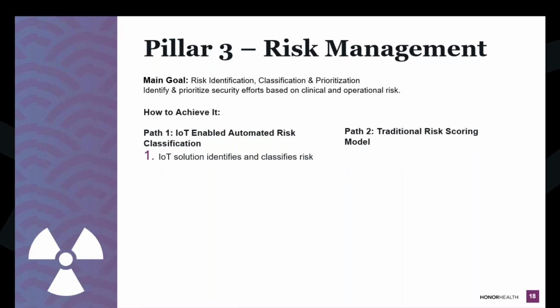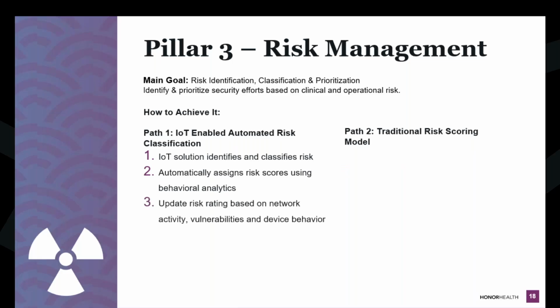solution, it really identifies and classifies your risk for you. It looks at the device, it looks at the behavior on the network, it looks at the vulnerabilities, it looks at the operating system, everything that you can think of that can pose a risk, it looks at it and it classifies it for you. And then it assigns a risk score based on how that device is communicating and behaving on your network. And then it will update that risk score and that rating according to what's happening with that device as well. So it's not a static risk score.